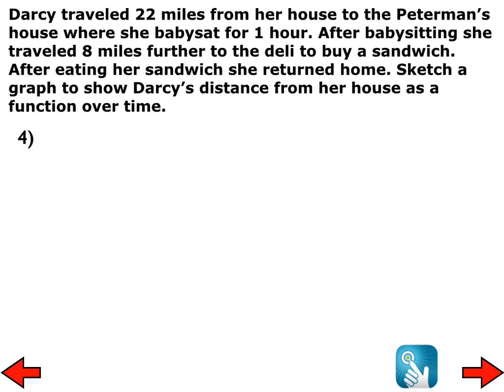All right, so number 4 says, Darcy traveled 22 miles from her house to the Peterman's house, where she babysat for 1 hour. After babysitting, she traveled 8 miles further to the deli to buy a sandwich. After eating her sandwich, which you have to assume she ate the sandwich at the deli, she returned home. Sketch a graph to show Darcy's distance from her house as a function over time.